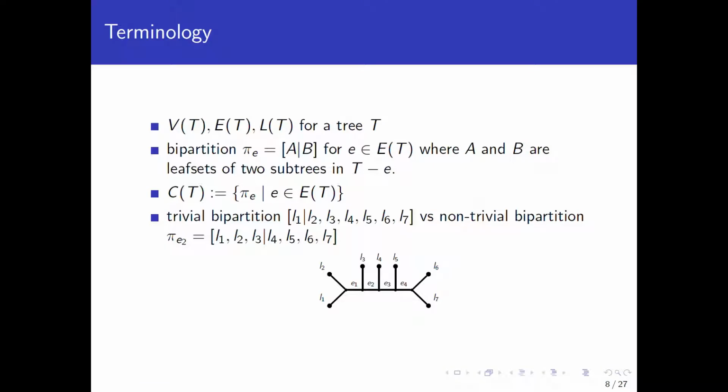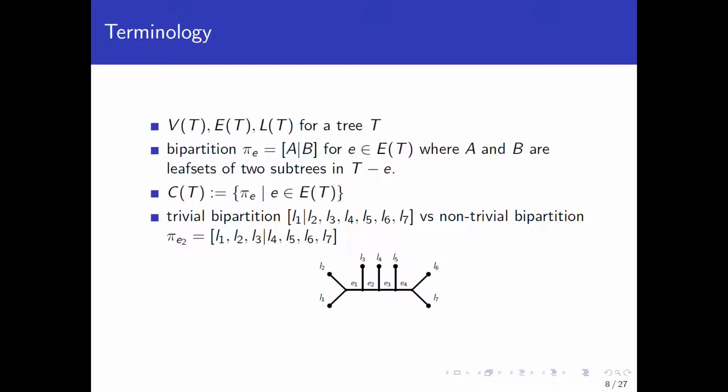So here are some standard terminologies that we use. For a labeled tree T, we use V of T, E of T, and L of T to represent the vertex, edge, and leaf set of this tree T. For every edge E in a tree T, it induces a unique bipartition, A and B, where A and B are the leaf sets of the two subtrees obtained from deleting E from T. We denote C of T to be the set of all bipartitions in a tree, so there is a bijection between the set of bipartitions of T and the set of edges in T.